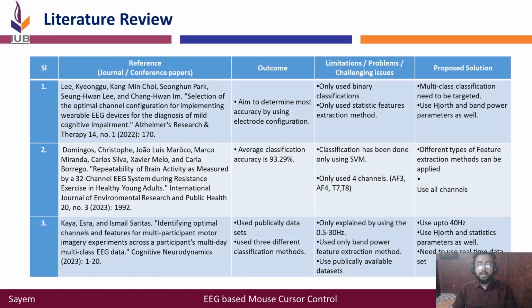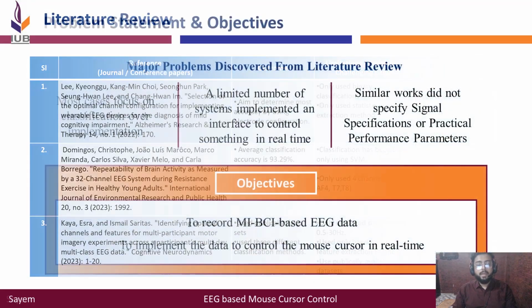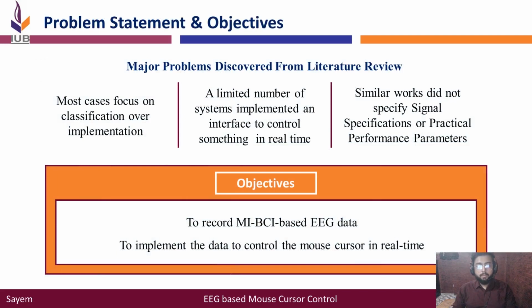So far, we have done an ample amount of literature review, and we have observed the major problems: in most cases they have only focused on classification over implementation, and a limited number of systems implemented an interface to control something in real time. So we aim to record the MI BCI based EEG data, as well as to implement the data to control the mouse cursor in real time.